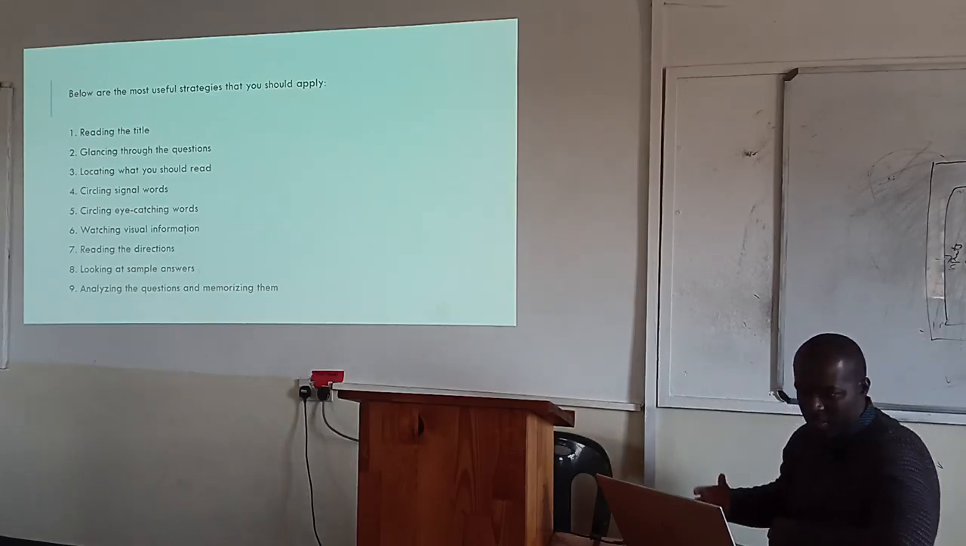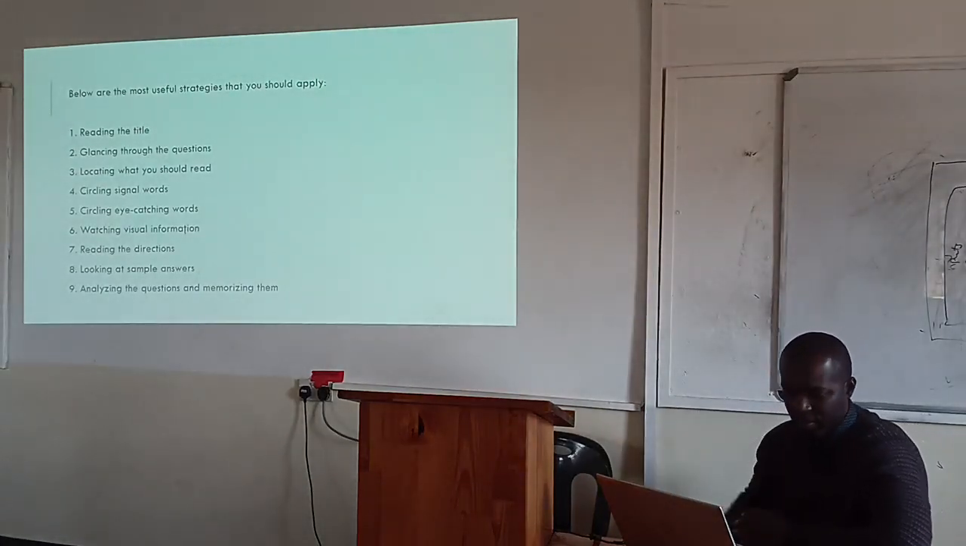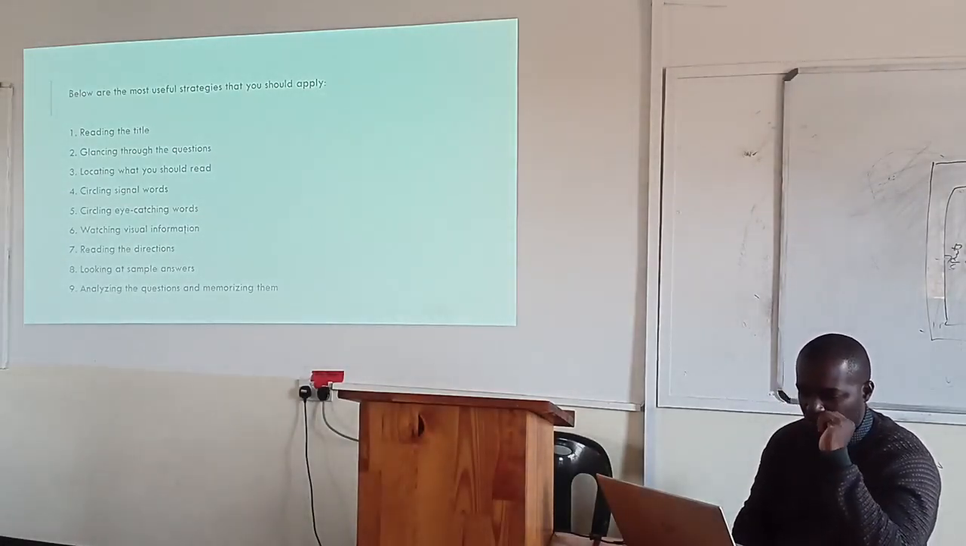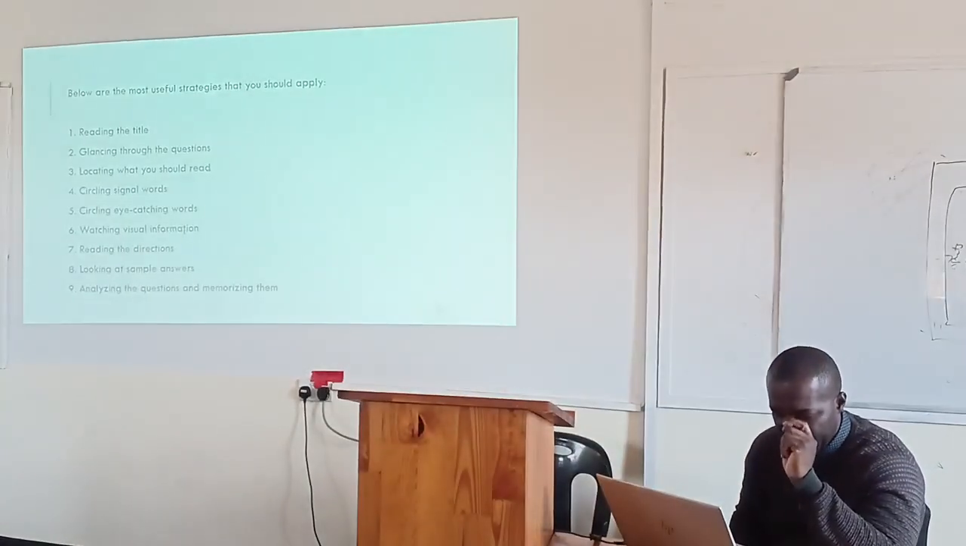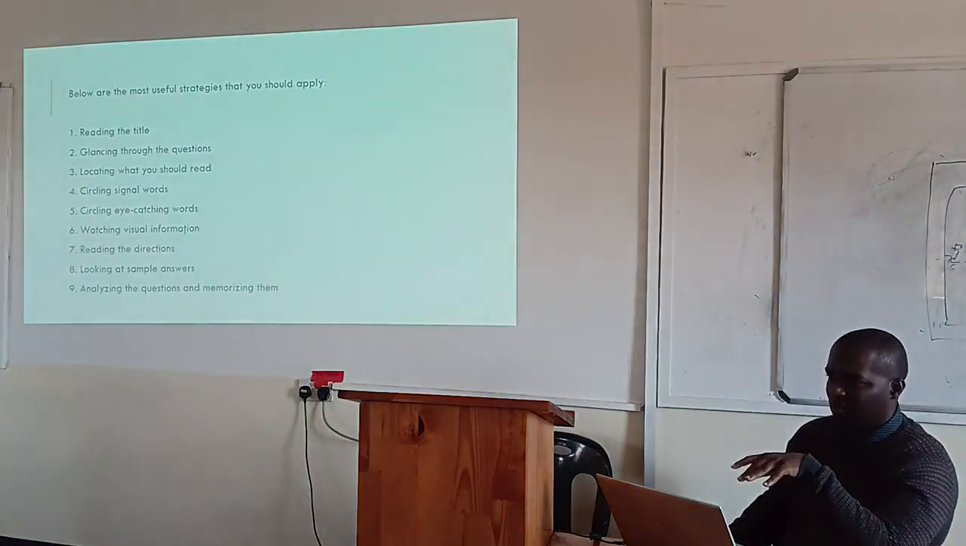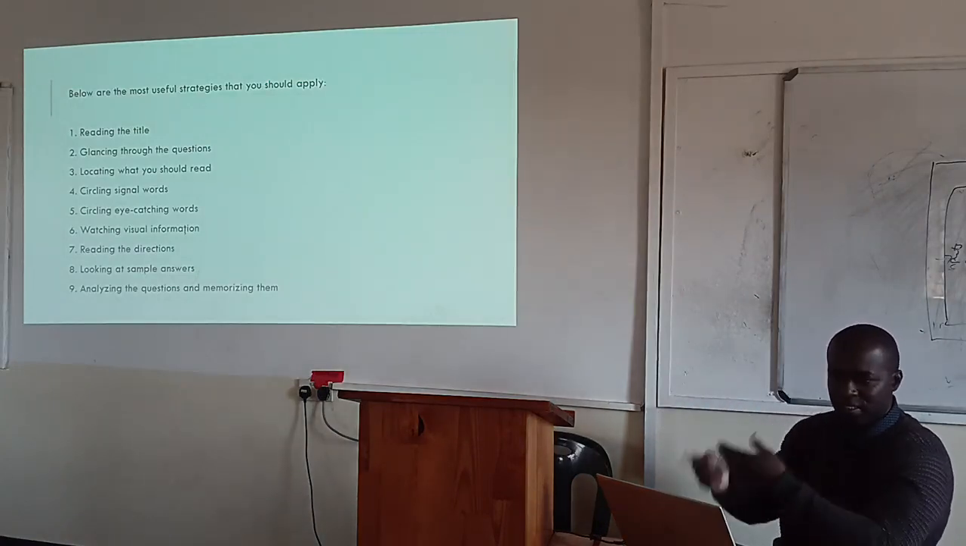It's an interesting word, right? Instead of just saying this, let's use this word. So you're going to circle those words. Then you are going to be looking for visual information. What are the visual details that have been included?